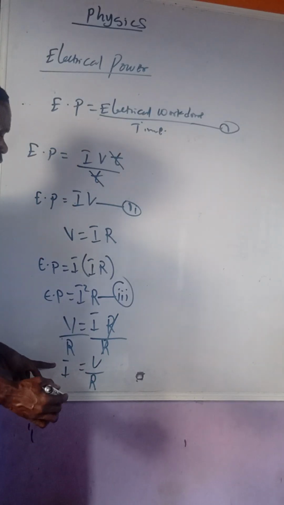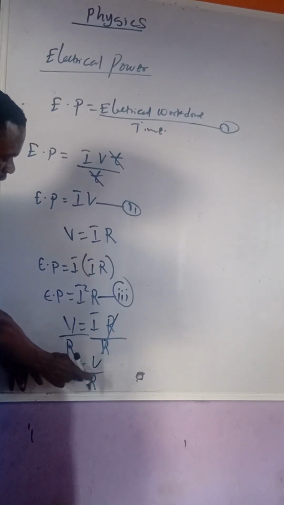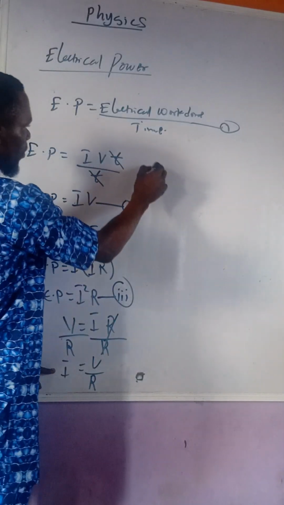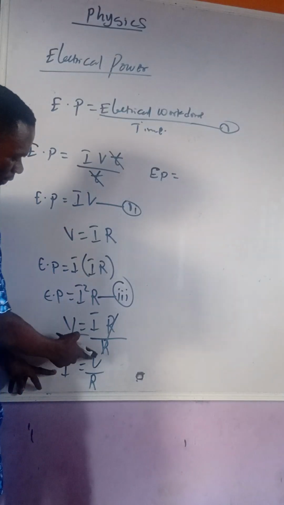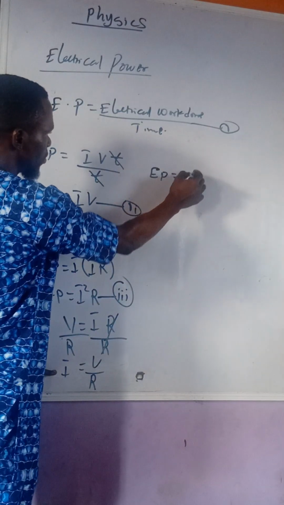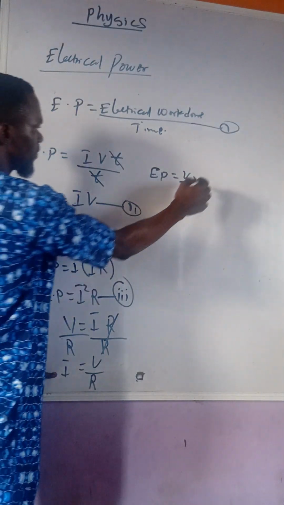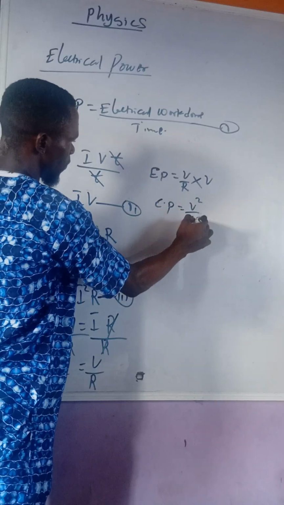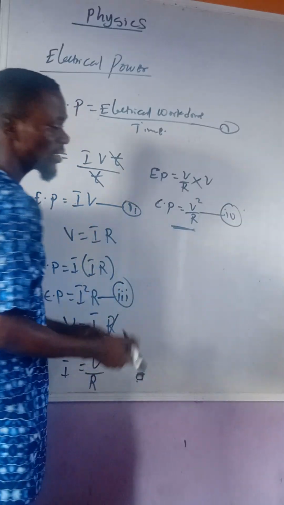Now I'll put this value, volt over resistance, into equation 1 again. Electrical power equals, our current has become volt over resistance, then times the extra volts there. It means electrical power now becomes V squared over R. Equation 4.